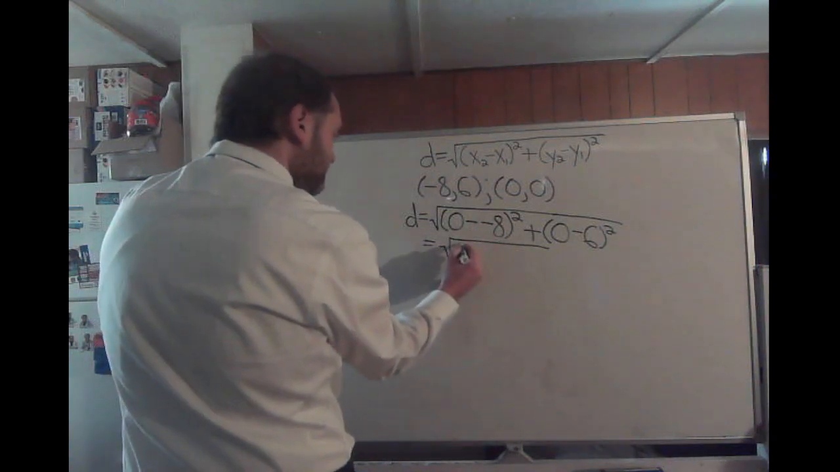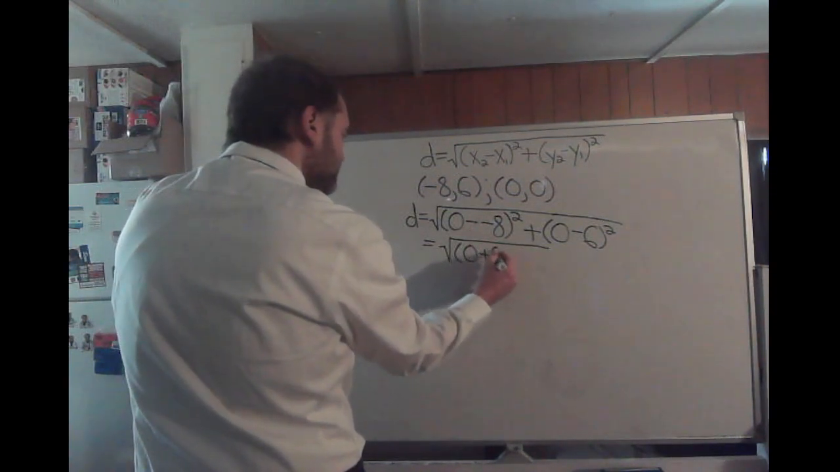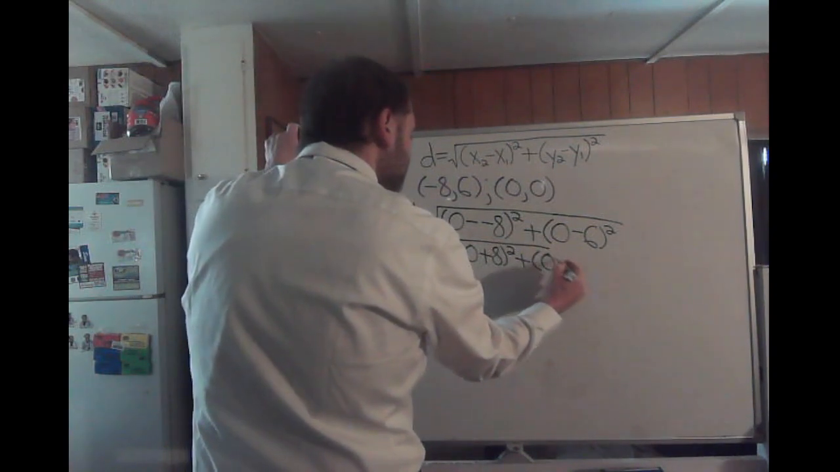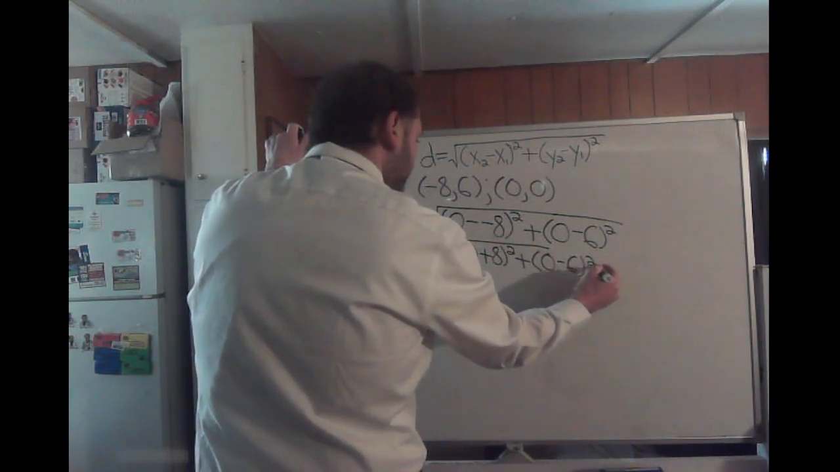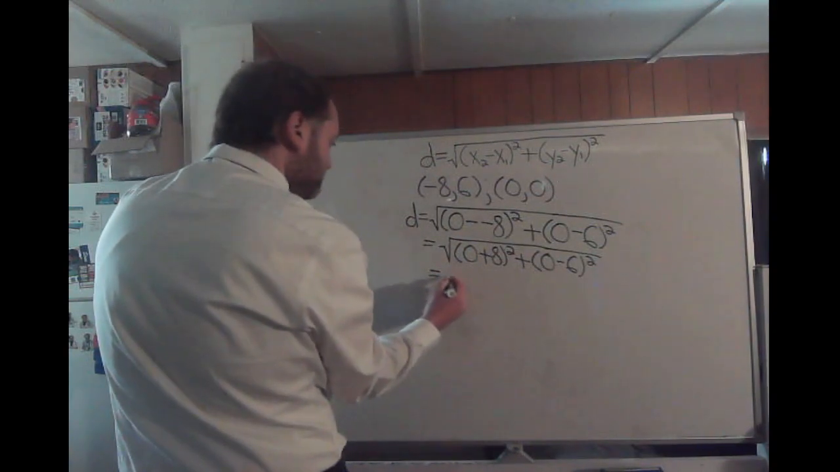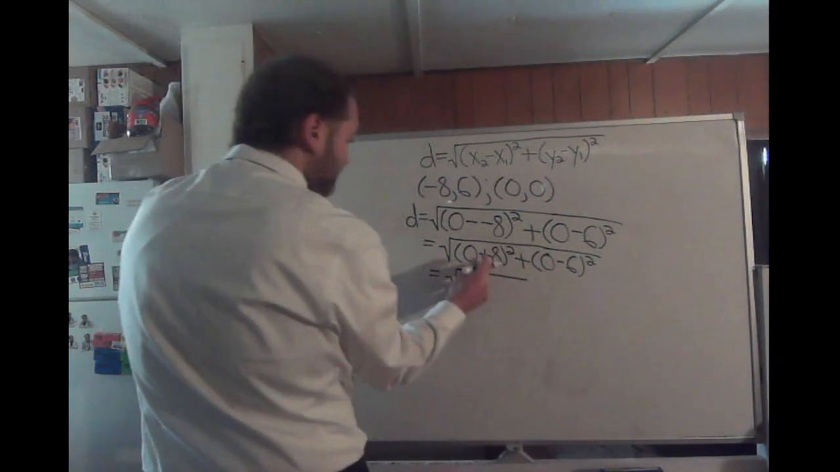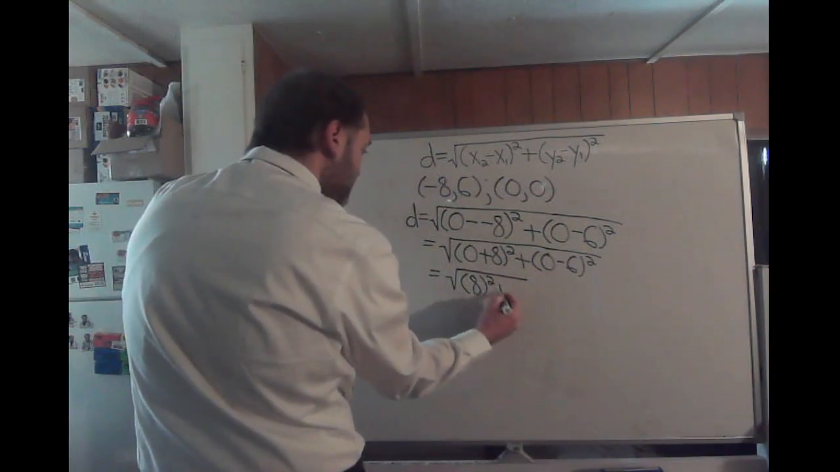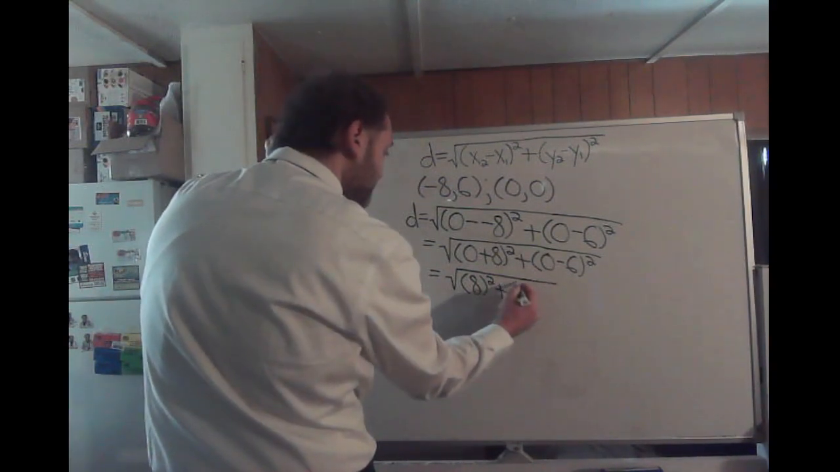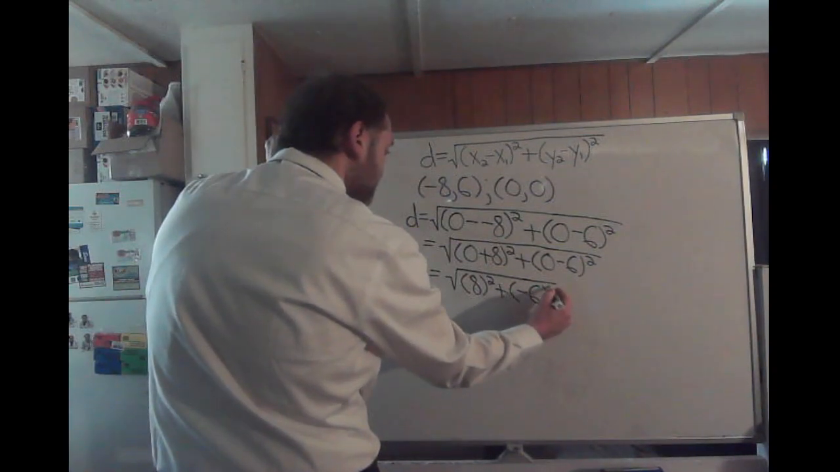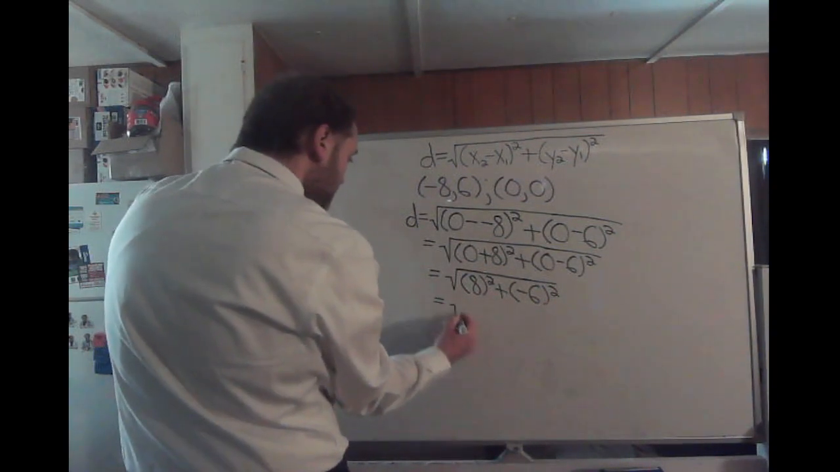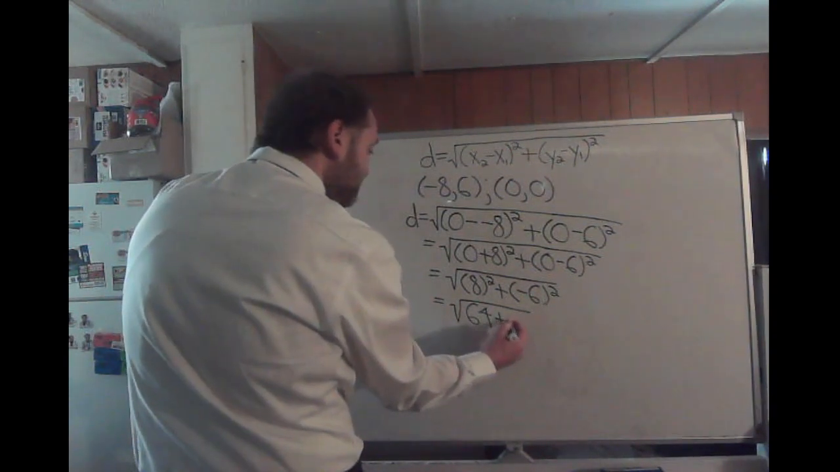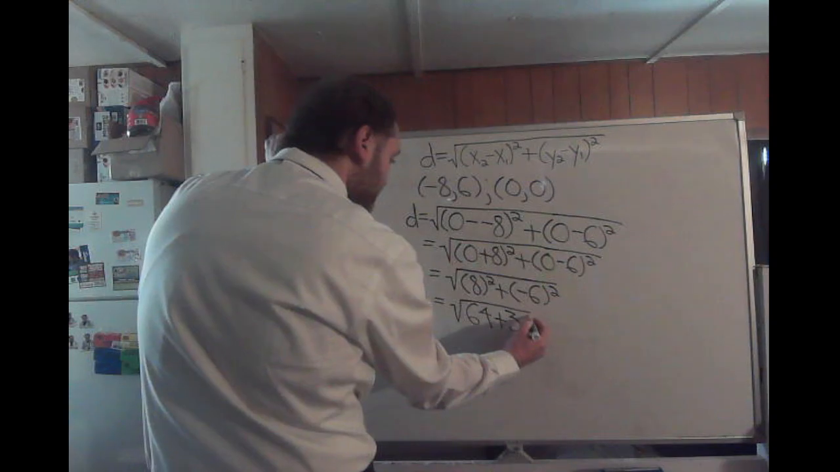0 minus negative 8 turns into 0 plus 8 to the second power. Then you'll still have plus 0 minus 6 to the second power, which then will simplify further. 0 plus 8 is obviously 8 to the second power here. Plus 0 minus 6, that'd be plus negative 6 raised to the second power, which we know 8 to the second power is 64, plus negative 6 to the second power is positive 36.